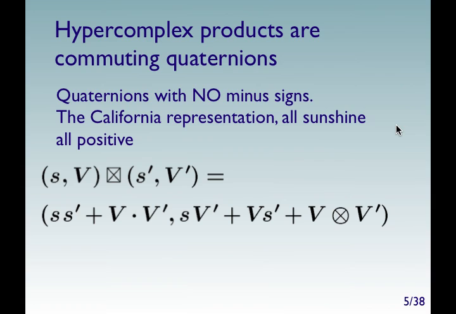Oh, well, maybe we'll find a good use for it. And this one, again, is easy because it's just like quaternions, except there are no minus signs. I call this the California representation of hypercomplex numbers because it's all sunshine, it's all positive. And so you notice that it looks pretty darn similar. Okay, I don't have that complex number sign switch in there.